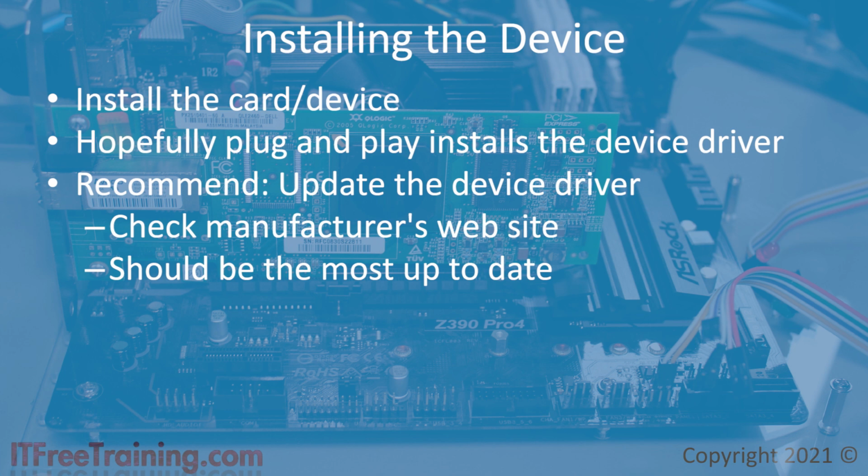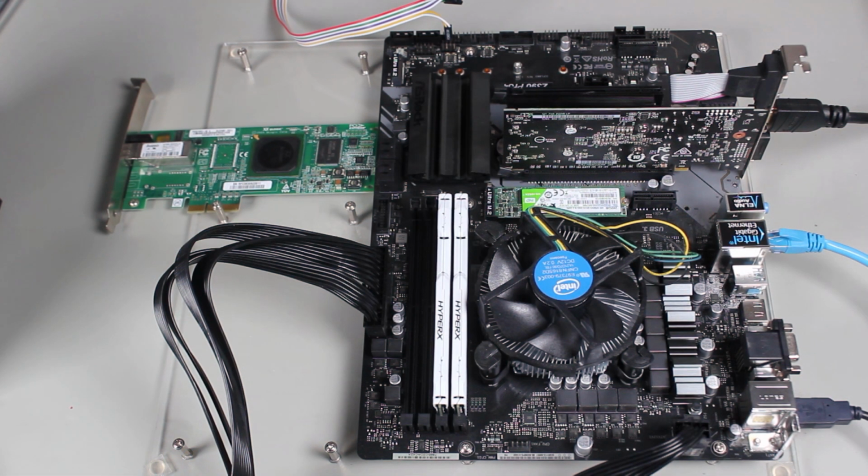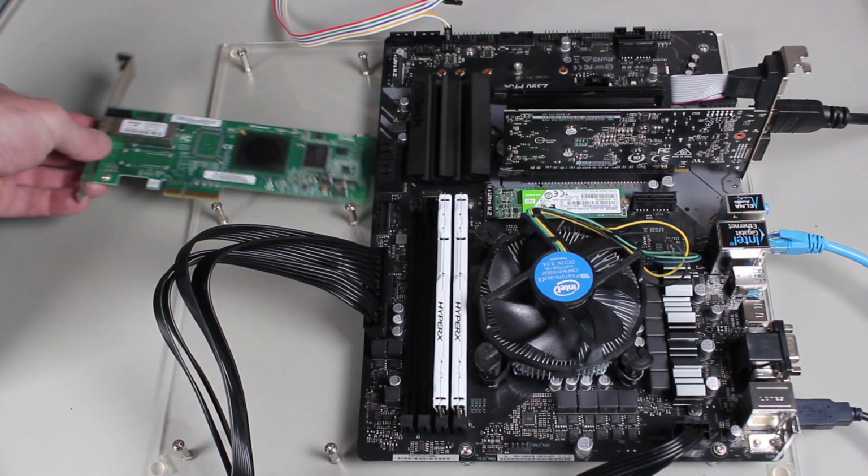Without further ado, I will now change to my testing computer running Windows 10 to have a look at how to install a new device and the device drivers for that device. In this example, I will install a QLogic fibre card into this computer, and then install the required device drivers for the card. You can see the fibre card to the left of the computer.